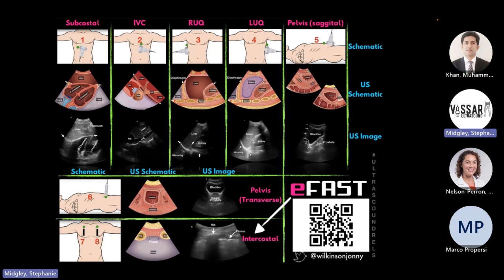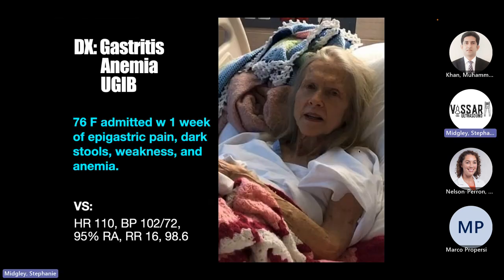There's a QR code to this. This is also loaded up in the Teams file under your FAST exam. So if you want a quick reference, we'll do just a super quick case in the last 10 seconds.